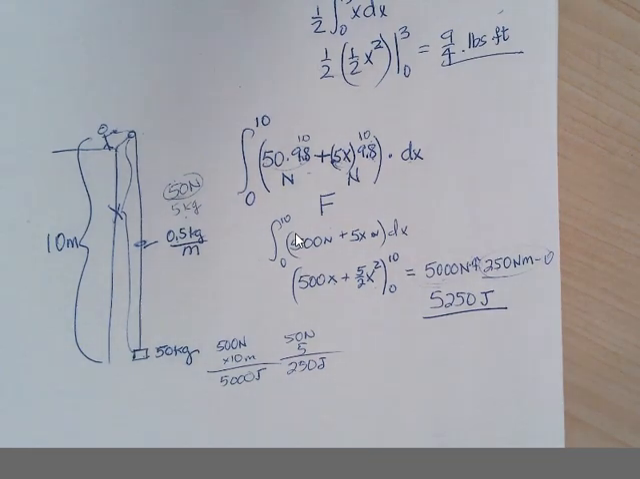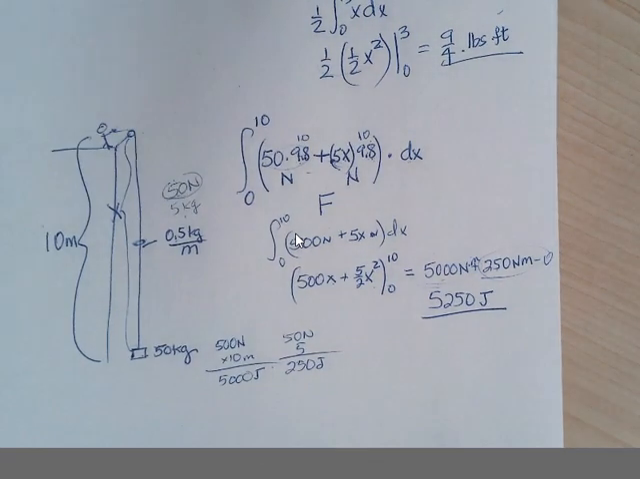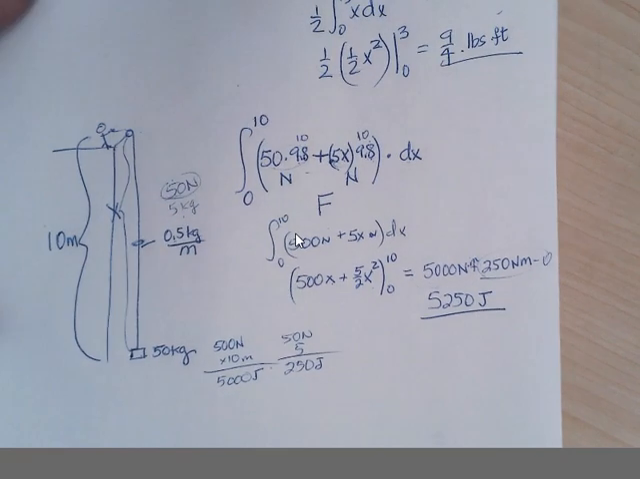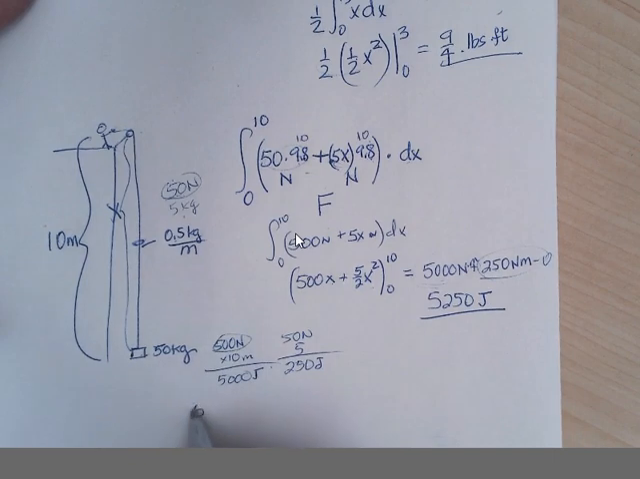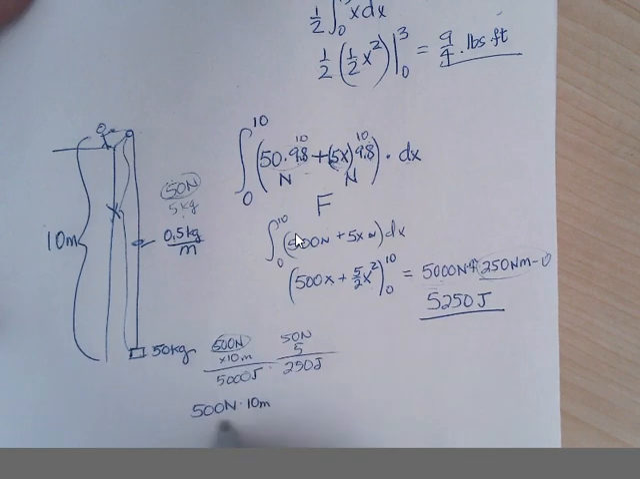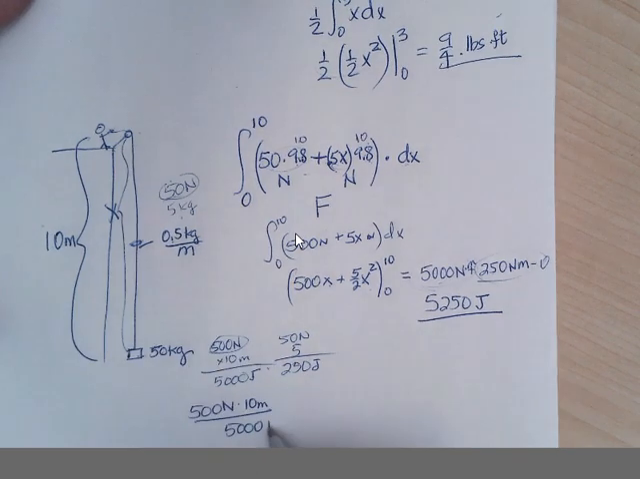Now, the third possible interpretation of this didn't involve any calculus. This one will do calculus. Another way to look at this is to say, okay, I've got the 500 Newton bucket that I'm going to lift 10 meters. I've got 5,000 for that. That bucket's not changing going up, but the rope is changing.